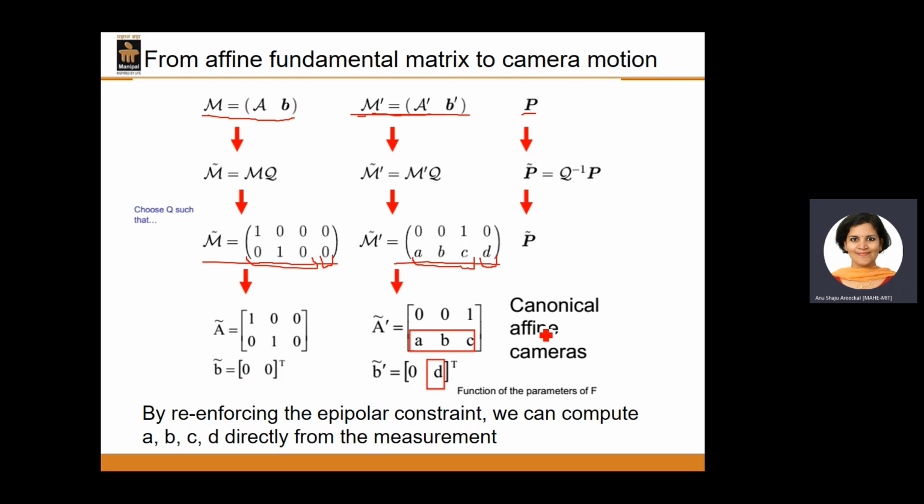So this way of representing the cameras is what you call canonical affine cameras. These are affine cameras, and it is canonical because one of the cameras does not have any unknowns over here, or you can say that it is kind of normalized, whereas the other camera has got all the unknowns. Okay, so the next problem for us is to calculate or find out these unknowns A, B, C, D. In order to find these unknowns A, B, C, D, we make use of the epipolar constraint.